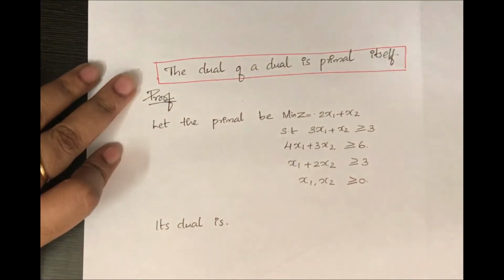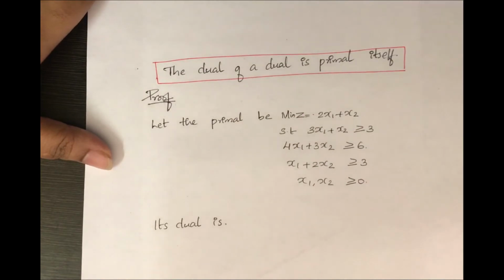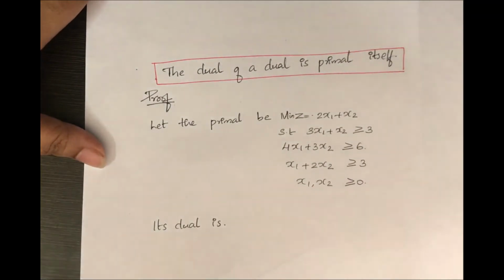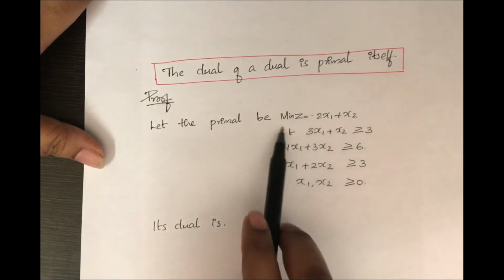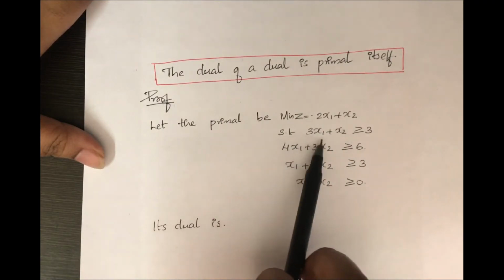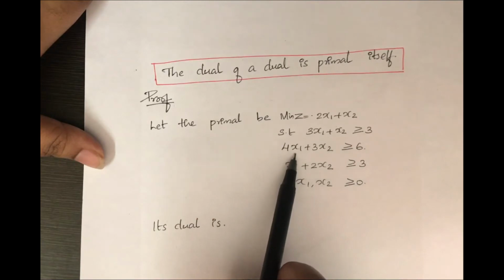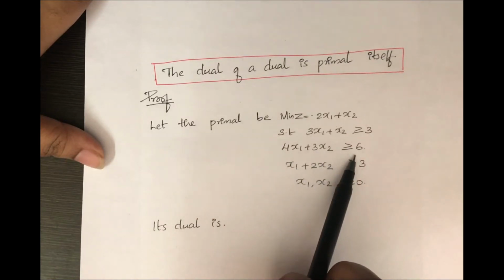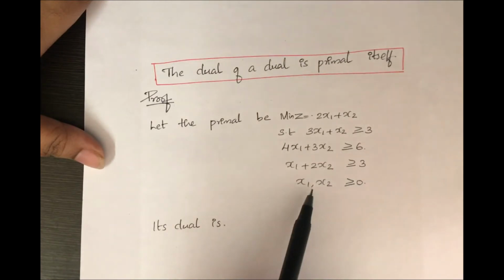Now we are going to prove an important statement: the dual of a dual is the primal itself. For proving that, I am taking a primal. Let minimize z equal to 2x1 plus x2 subject to 3x1 plus x2 greater than or equal to 3, 4x1 plus 3x2 greater than or equal to 6, x1 plus 2x2 greater than or equal to 3, and x1, x2 greater than or equal to 0.